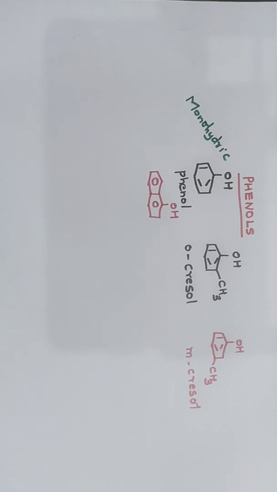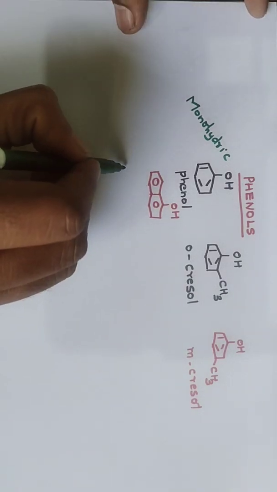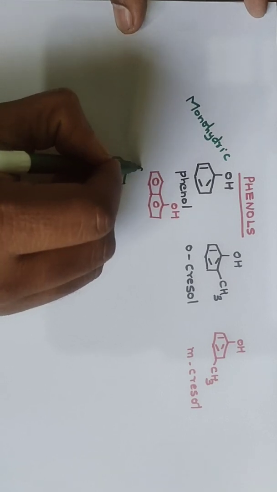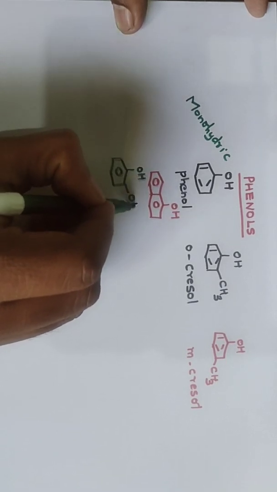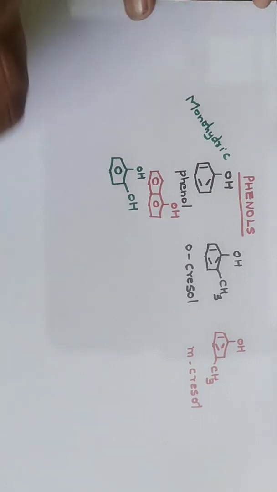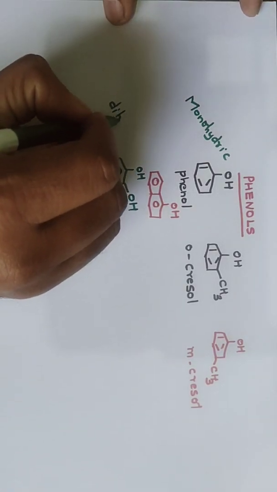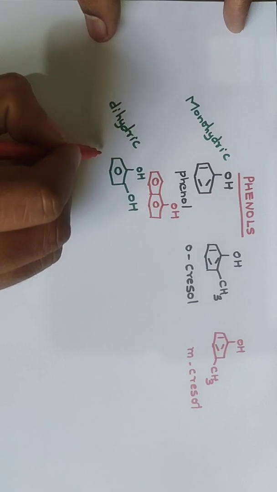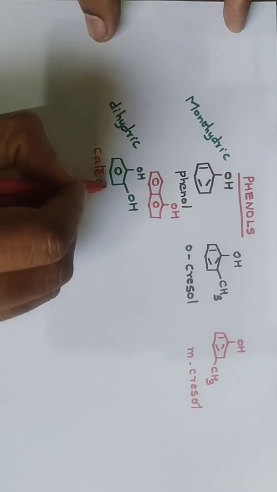If two OH groups are attached to an aromatic nucleus, then such compounds are called dihydric phenols. For example, a benzene ring with two OH groups attached, we call such compounds dihydric phenols. The name of this is catechol.